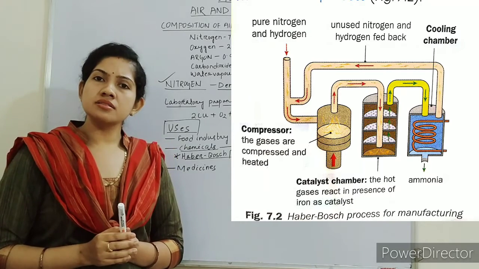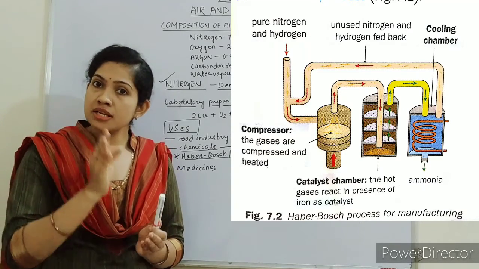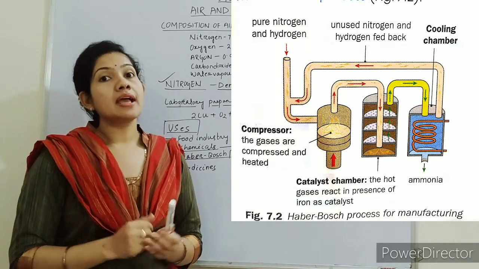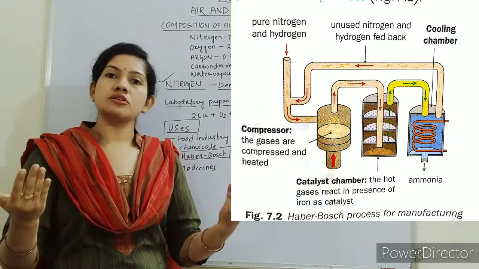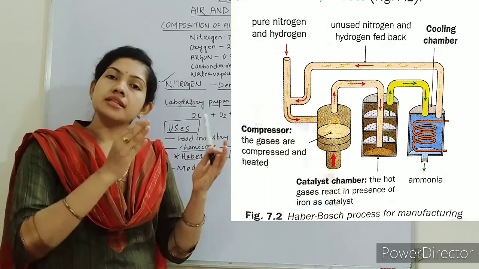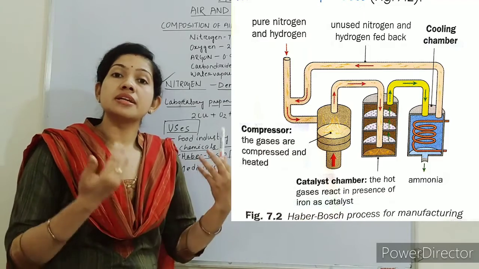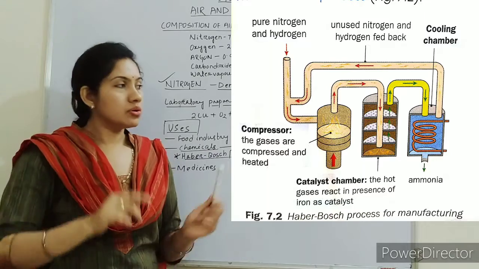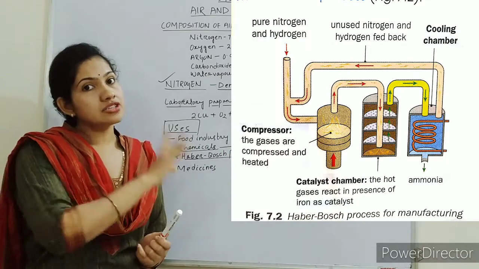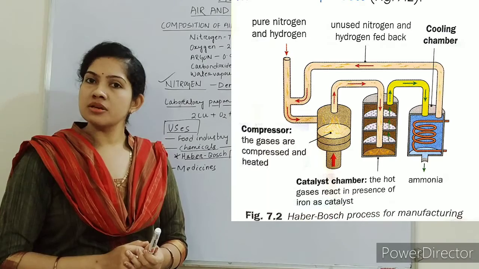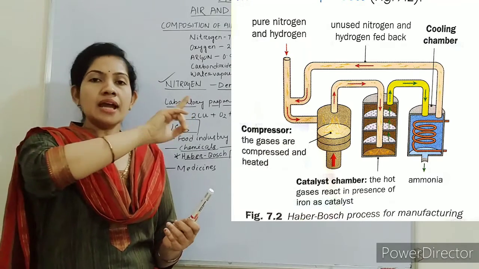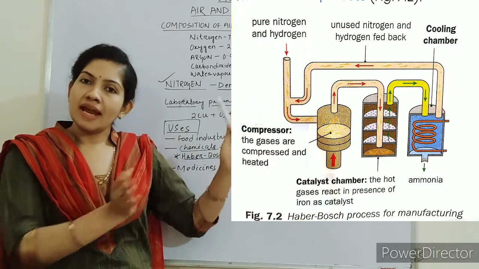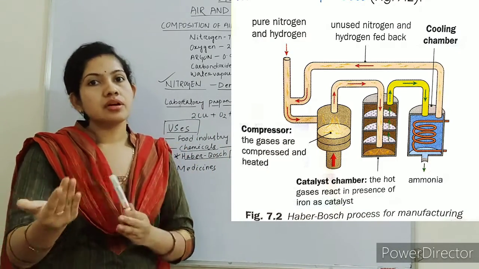Why is iron needed here? As I said, nitrogen is non-reactive, so we need to use a catalyst which will enable the hydrogen and nitrogen to react. Now in the catalytic chamber, nitrogen and hydrogen react to make ammonia gas. Ammonia gas is then collected in the collecting chamber. You can see the last chamber, that is the collecting chamber, and from that chamber another pipe is supplied outside where we can collect ammonia separately.